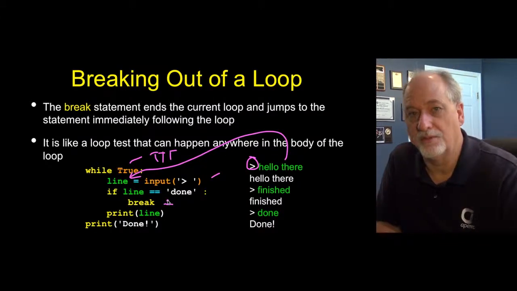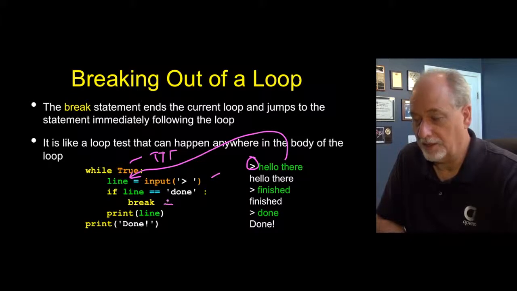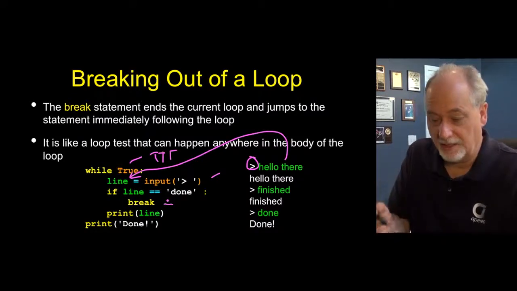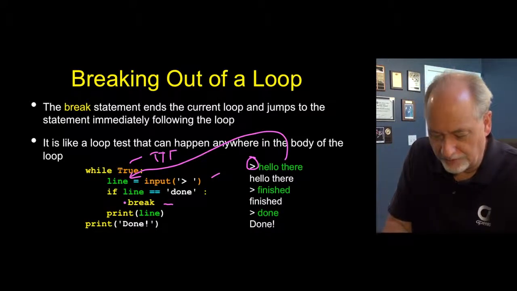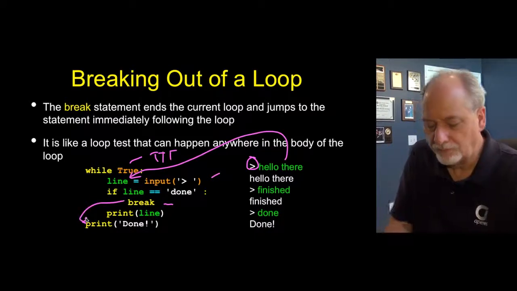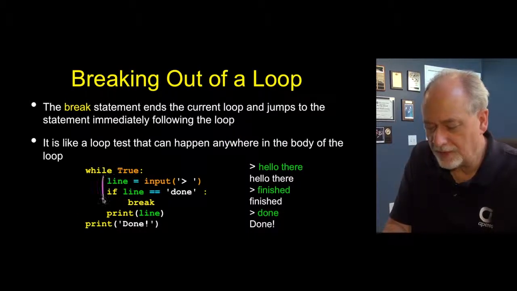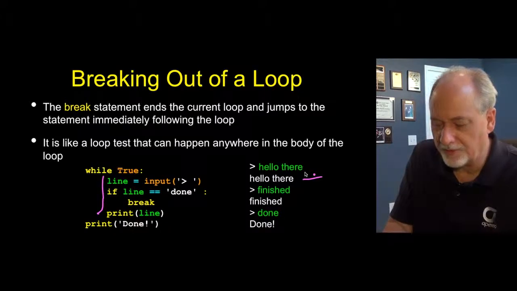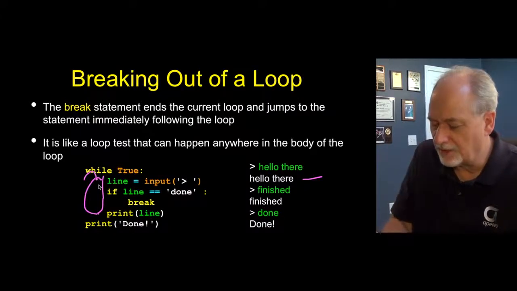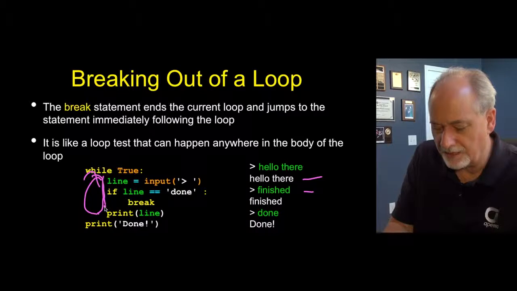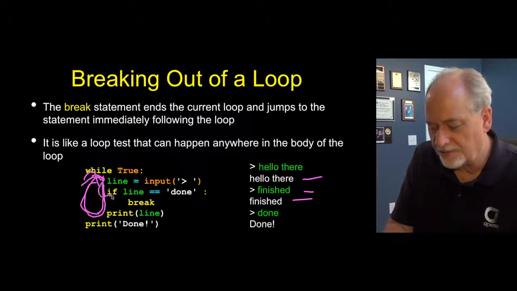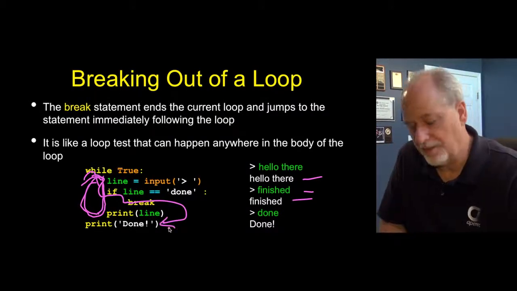Now break is an executable statement. And if you hit the break, it exits the innermost loop out to the place beyond the end of the loop. So when this runs the first time, and we say hello there, line is not done, so it prints out hello there and then goes up. And then we type in again, we type finished, and so it's not done, so it prints it. So now comes that print statement. And then we type in done, and now this becomes true. And it comes out and runs the code beyond the end of the loop.